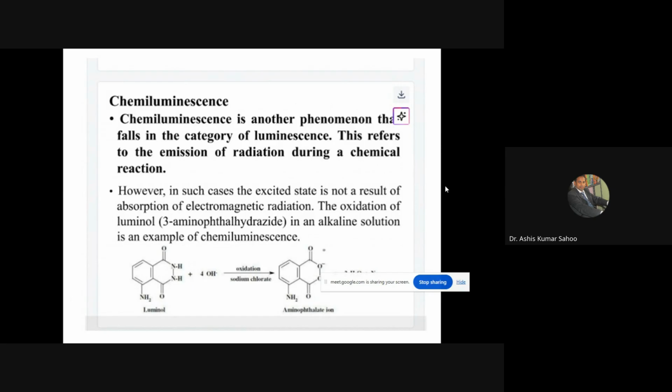Chemoluminescence is another phenomenon that falls in the category of luminescence. This refers to the emission of radiation during a chemical reaction. However, in such cases, the excited state is not a result of absorption of electromagnetic radiation. The excitation of luminol in an alkaline solution is an example of chemoluminescence.